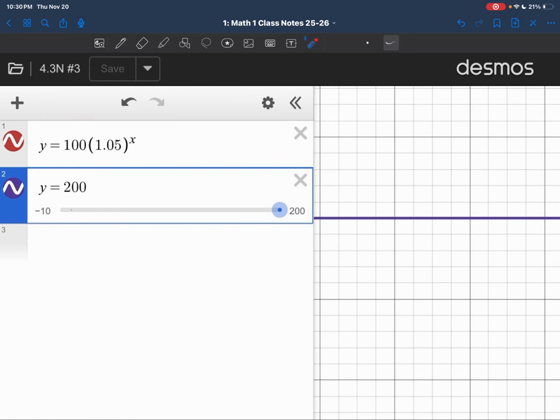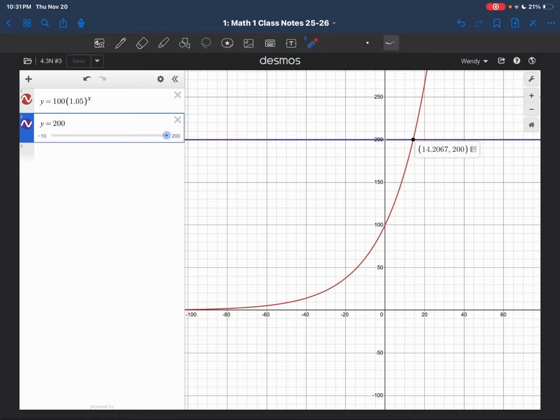So what I first did is I said y equals 100 times 1.05 to the power x. And then my second equation I entered was y equals 200. So when you go on Desmos and you enter in your two equations, it's going to intersect at that point. So when it's 200, this is your answer right here that we're looking for.